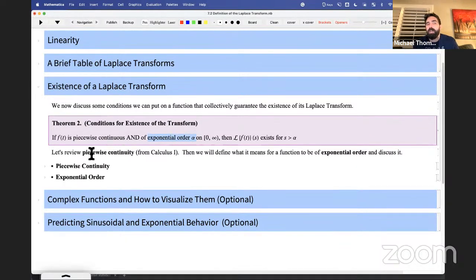Okay, so let's review this. This part shouldn't be so bad. I went through in detail and went through all the limit stuff, but I'm going to let you guys read that on your own. I'm going to give you the general idea, but you try and read through it. Hopefully you remember this from Calc 1, and then we'll go through and define that part, exponential order. So let's start with piecewise continuity.